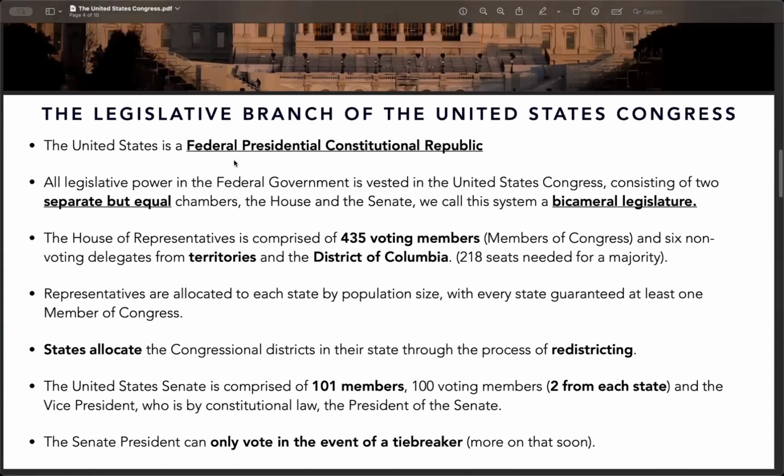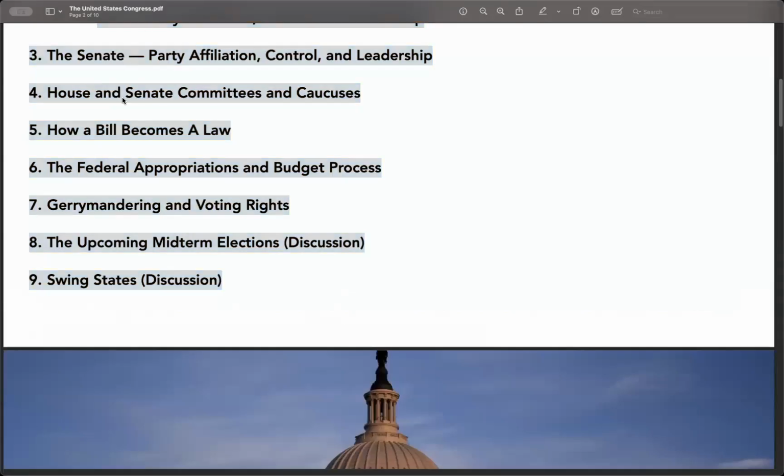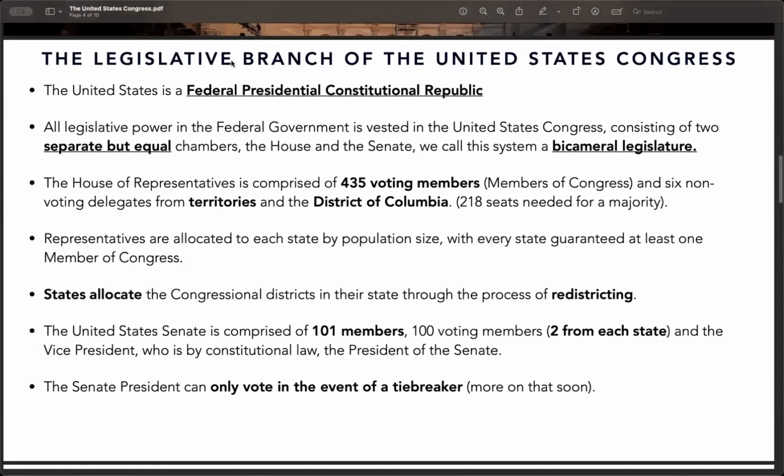So on the first slide, what is Congress and how does it operate? One moment. Okay, there we go.